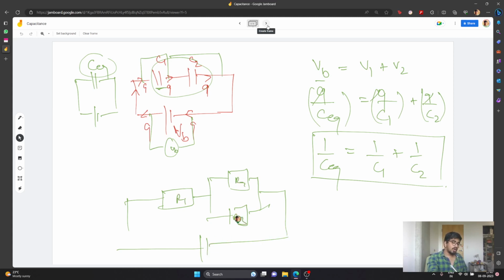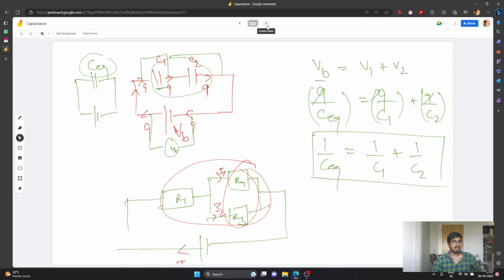Then the way that you resolve this is you first simplify these two, and then simplify these two again, right? So there's one of that and then the new one. A similar approach you have to do here, and a question can be asked here: if the current left the battery, then it must have split here into I1 and I2. Then what is the split, right?